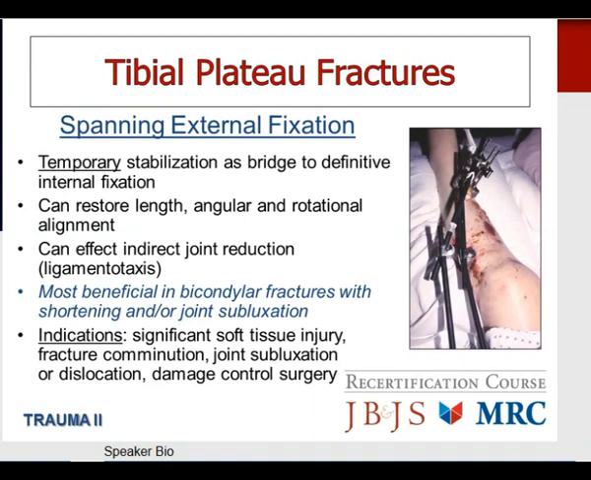Place a spanning external fixator in those patients acutely, restore the gross alignment of the limb, and then come back and do the definitive treatment once the soft tissue condition will allow. So again, the indications for spanning ex-fix include significant associated soft tissue injury, significant fracture comminution, joint subluxation or dislocation, and a damage control situation.